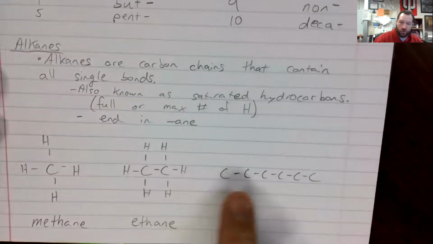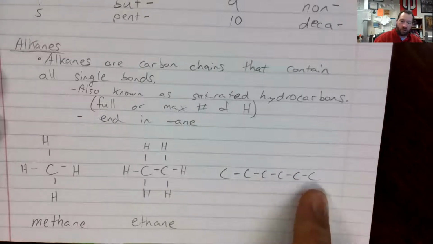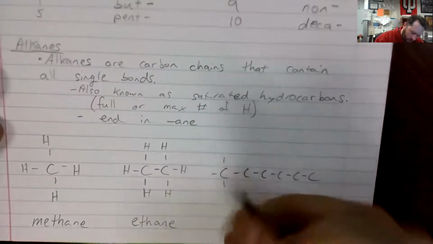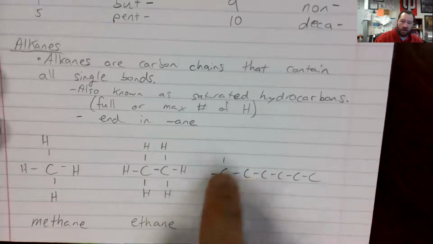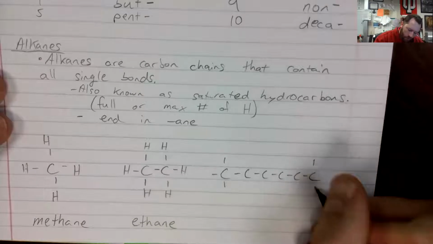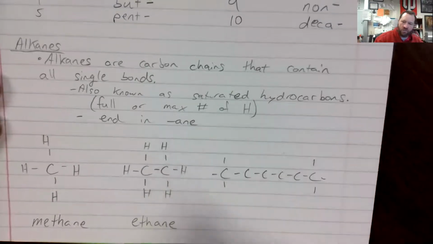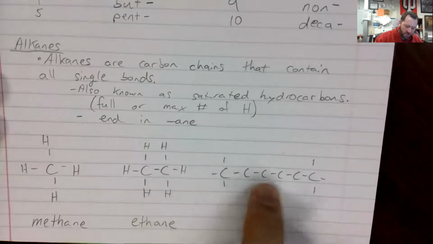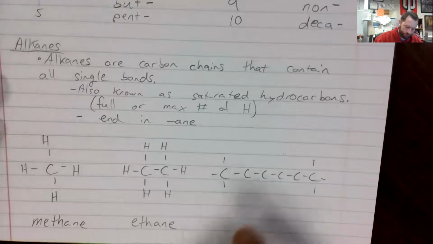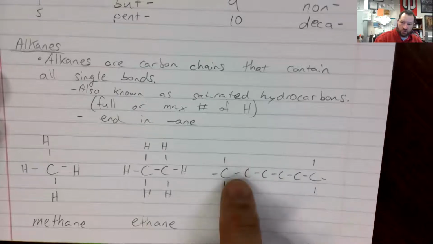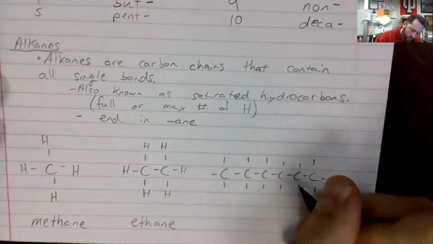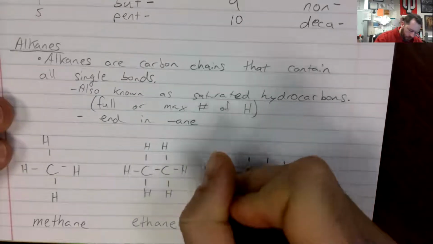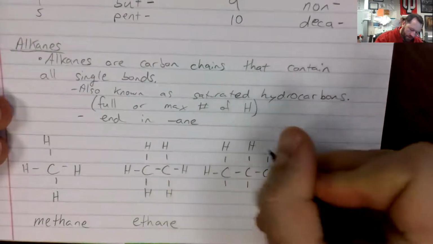So here we go, 6 total carbons. Again, let's make sure everyone's happy. The 2 carbons on the end, they both need 3 more bonds. They've got the 1 attaching to the chain. Each of these carbons in the middle, they've already got 2 bonds because they're attached to both of their neighbors. So they only need 2 more. And again, we cover up those empty bonds with hydrogens.